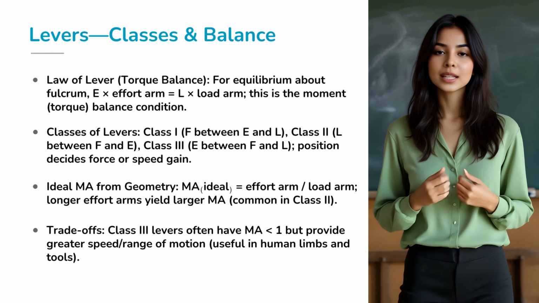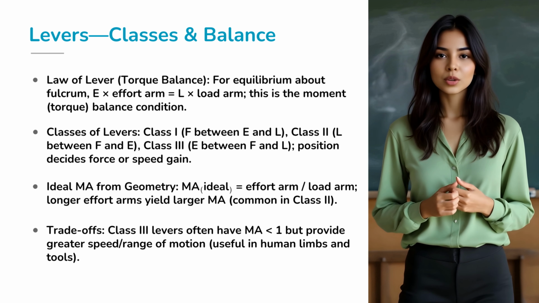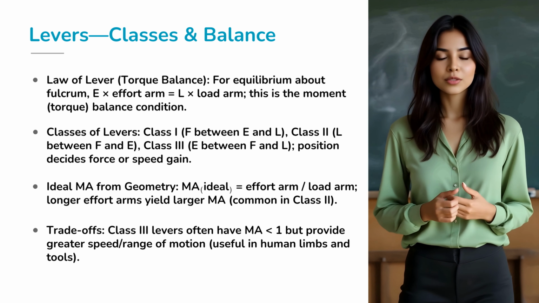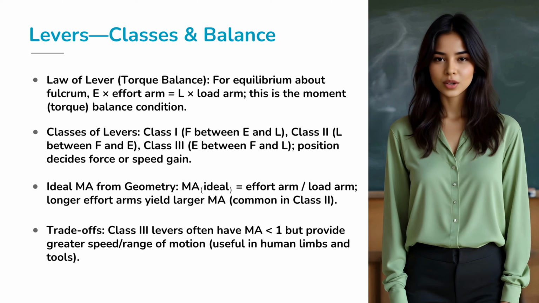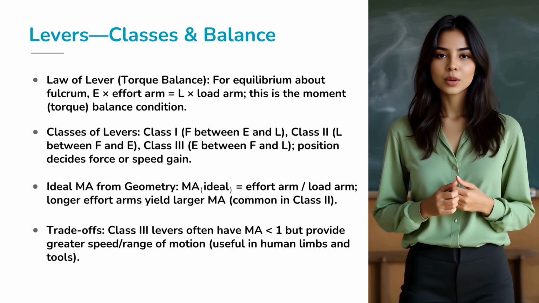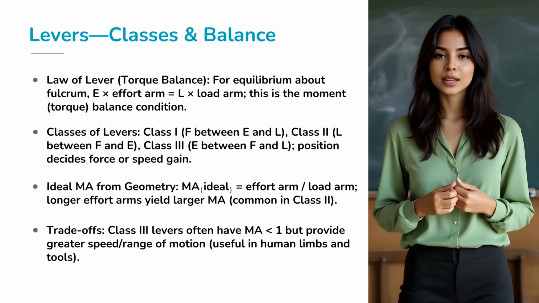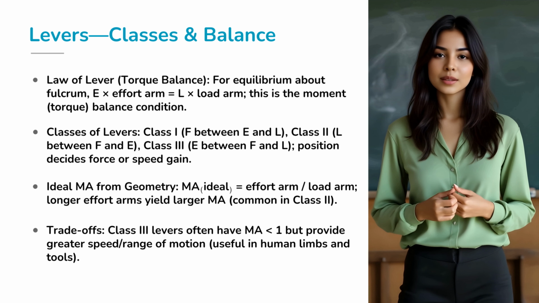The ideal mechanical advantage of a lever can be determined from geometry as the ratio of the length of the effort arm to the length of the load arm. A longer effort arm produces a greater mechanical advantage, which is a common feature of Class 2 levers. In some cases, levers trade force gain for speed.